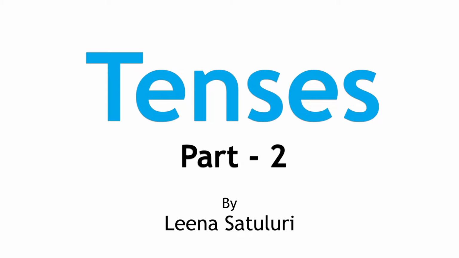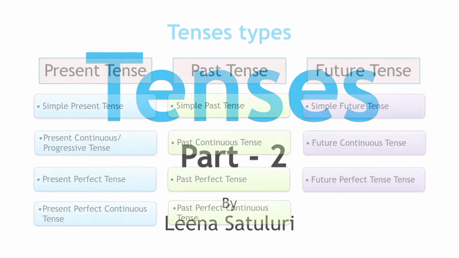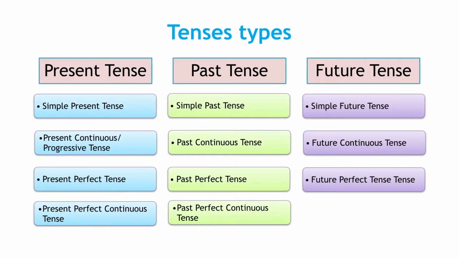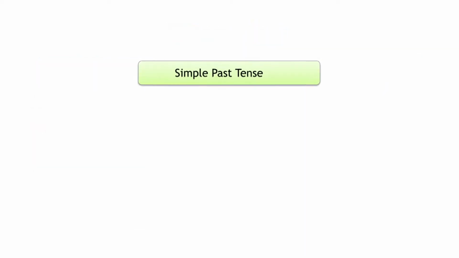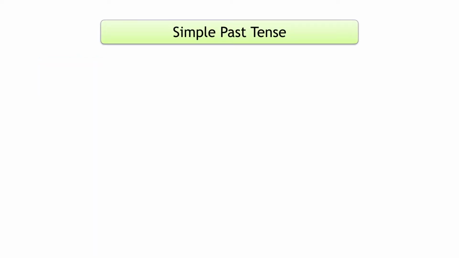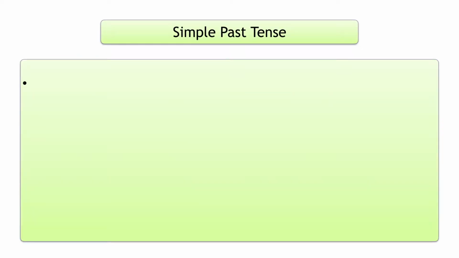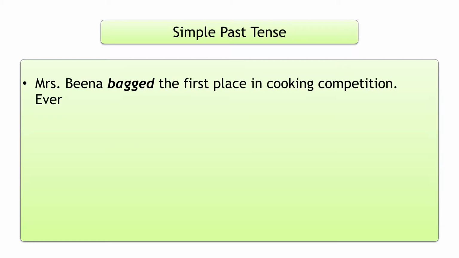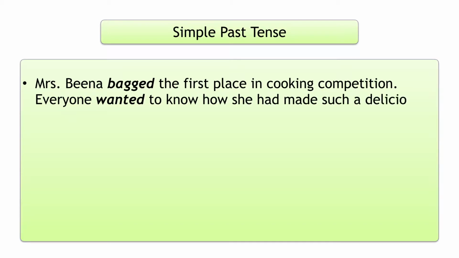In this video, we are going to learn the different types of past tenses. Let us first understand simple past tense. Look at these examples. Mrs. Beena bagged the first place in cooking competition. Everyone wanted to know how she had made such a delicious cake.